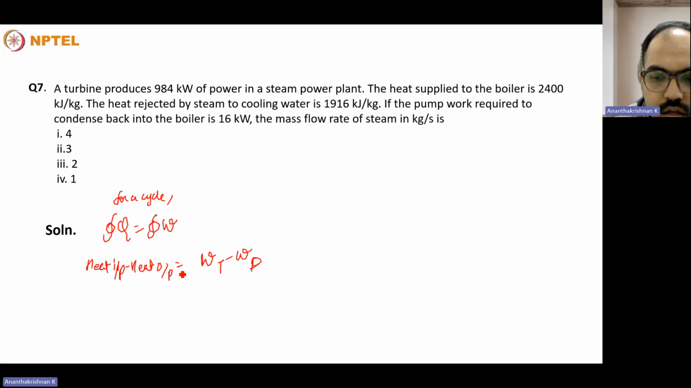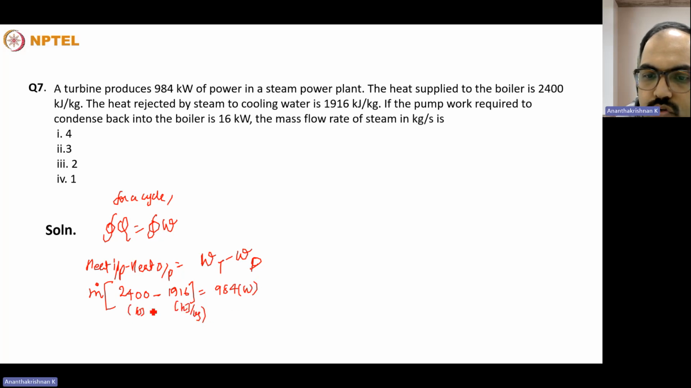So this could be written as the mass flow rate of the fluid within the cycle multiplied by the heat input, that is the heat supplied to the boiler, 2400 kilojoule per kilogram, minus the heat output, that is 1916 kilojoule per kilogram. That will be equal to the turbine power of 984 kilowatt. So this is kilojoule per kilogram, this is kilojoule per kilogram, and this is kilogram per second.